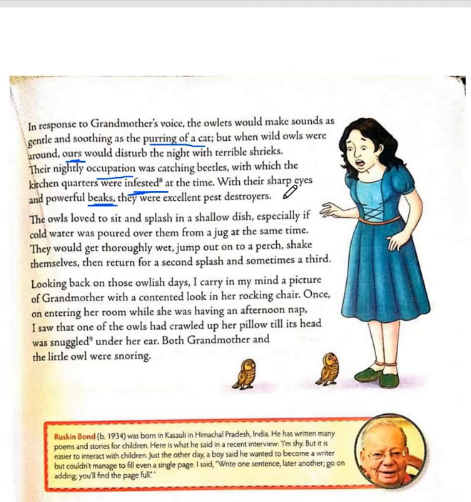So they were excellent pest destroyers. The word pesticide you are very much acquainted with. Pest here means those insects like cockroaches and such things, which are classified as pests. So they were pest destroyers. Whenever they would see any kind of pest, any kind of insect, they would first catch them and eat them up. The owls loved to sit and splash in shallow dishes.